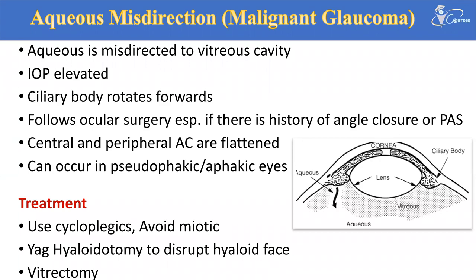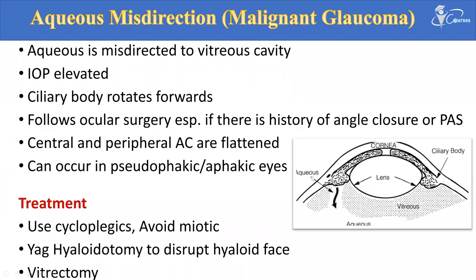First of all, use cycloplegics. Cycloplegics will help with this rotation of the ciliary body, and will dilate the pupil, so avoiding any pupillary block element. And you should avoid any miotics, because miotics will increase the pupillary block and also lead to iridocorneal touch, which will compromise the corneal endothelium.